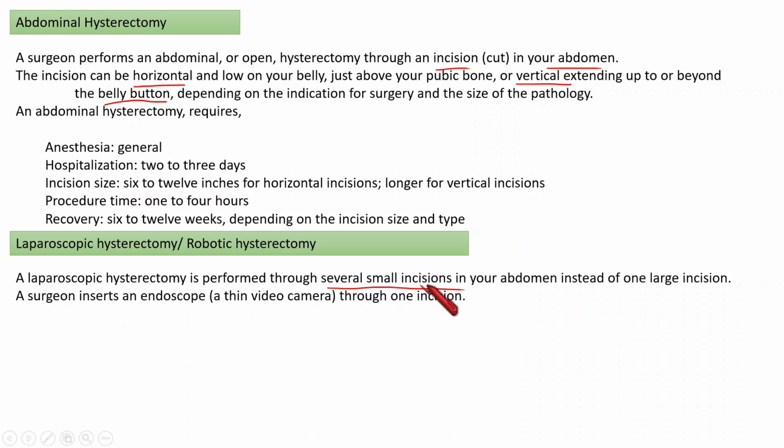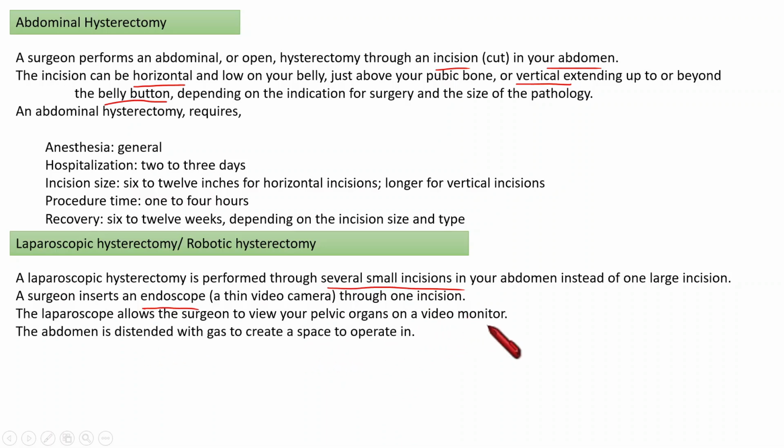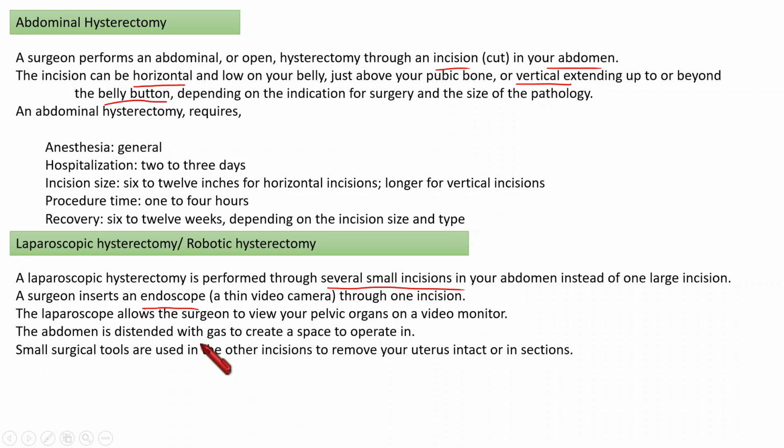Through these incisions, surgeons first insert an endoscope, a thin video camera. Through that camera, they can visualize the pelvic organs on a video monitor. After that, to get enough space to work in the pelvic region, they distend the abdominal area by pumping gas into it. So that's another step in the procedure. And again, through other incisions, they insert surgical tools to cut and remove the uterus.